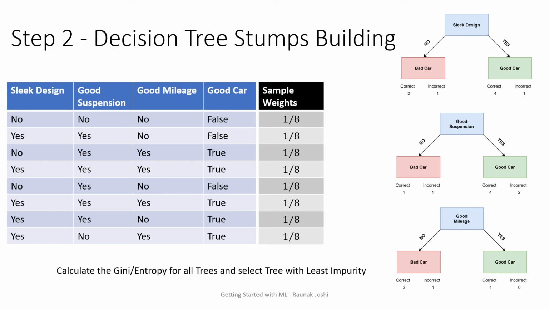Now the next step we want to do is calculate the Gini or entropy index for all of the trees and select the tree with the least impurity. I have covered Gini, entropy and information gain in 3 videos in my earlier tutorials. So please go and watch those tutorials if you don't know what Gini is. It would be better if you have the prerequisites with you. I'll put the cards and the links in the description box below.